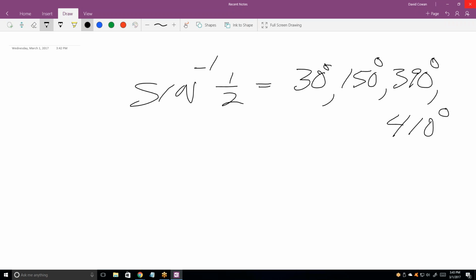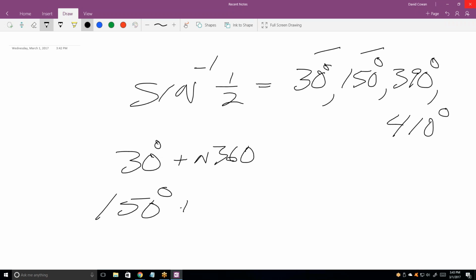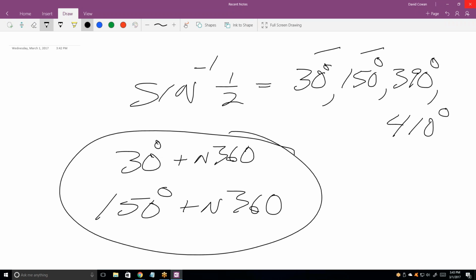And that just keeps going up. In other words, I keep adding 360 to that, and I keep adding 360 to that. All of those, so I could put my answer at 30 degrees plus n times 360, or 150 degrees plus n times 360. So that would cover all possible answers for the inverse sine if you did not restrict the domain.